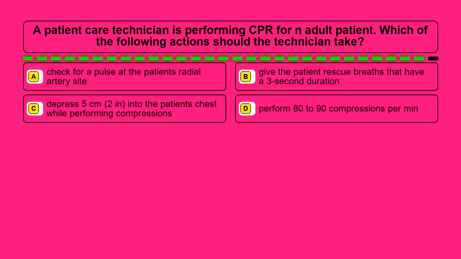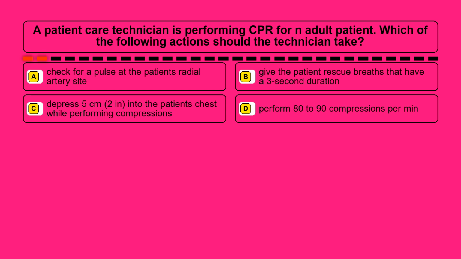Question 59. A patient care technician is performing CPR for an adult patient. Which of the following actions should the technician take? Option A. Check for a pulse at the patient's radial artery site. Option B. Give the patient rescue breaths that have a 3-second duration. Option C. Depress 5 cm, 2 in, into the patient's chest while performing compressions. Option D. Perform 80 to 90 compressions per min.